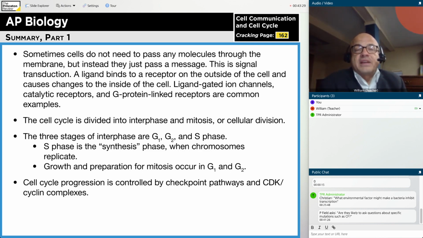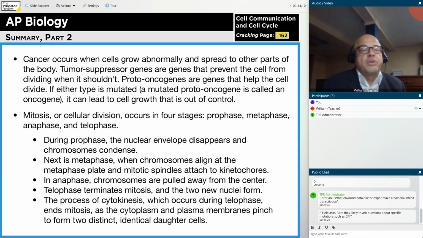Sometimes you don't have to just pass through a membrane, but actually just deliver a message, and that's signal transduction. So that's basically a ligand. It's going to bind to a receptor on the outside and cause a change in the cell, and those are channels, catalytic receptors, G protein links, and so forth. That's what was talked about in the second video. It's a nice introduction into the cell cycle, so that's why it's included here, to refresh your memory on where it sits in the cell cycle. We just mentioned G1, G2, and S phase, and you always have these checkpoints, which is important to note.